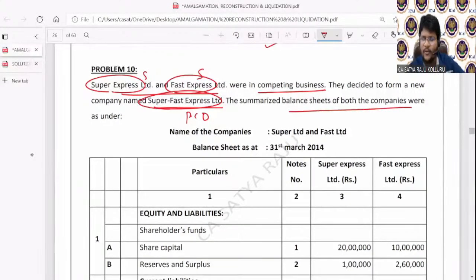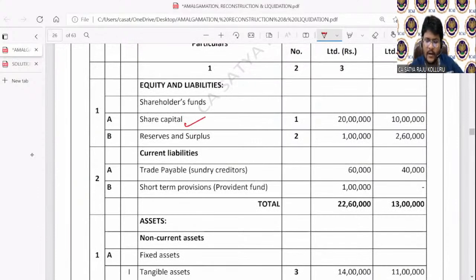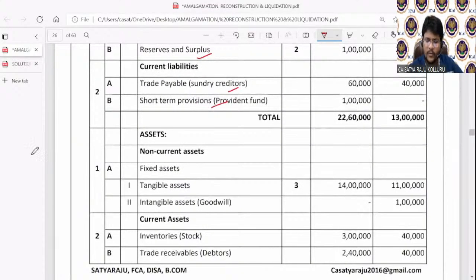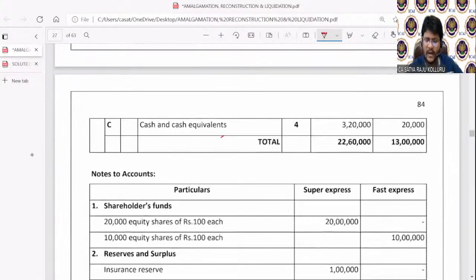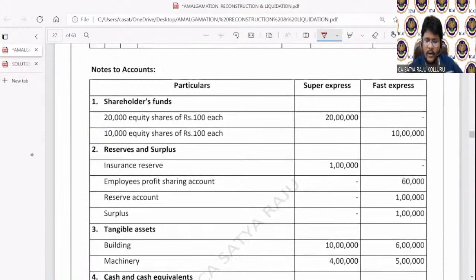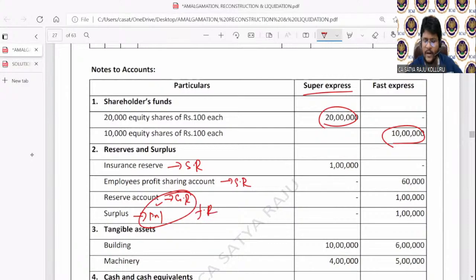The summarized balance sheets of both the companies are given: share capital, reserves and surplus, trade payables, short-term provisions. Under fixed assets, tangible assets and intangible assets, inventories, trade receivables, cash and cash equivalents. He is revealing the notes below. Under shareholders' funds, Super Express has 20 lakh share capital and Fast Express 10 lakh share capital. Reserves and surplus: insurance reserve, statutory reserve, employee profit sharing account, statutory reserve. If such reserves and surplus are not known to you, you can simply take them as statutory reserve. Reserve account is nothing but general reserve. Surplus is nothing but profit and loss account. So these two are free reserves. The above two are the statutory reserves.